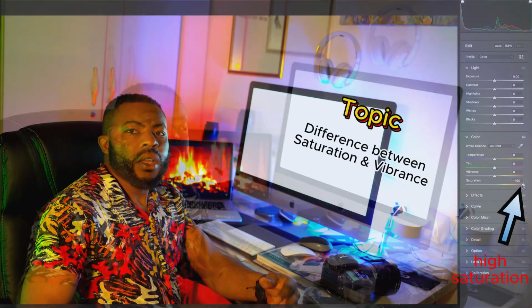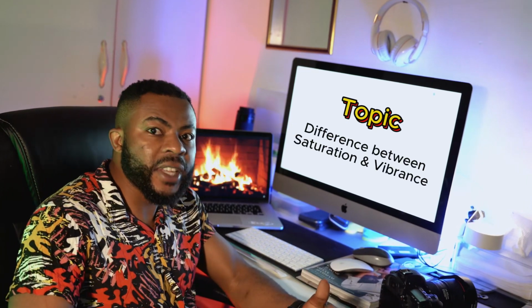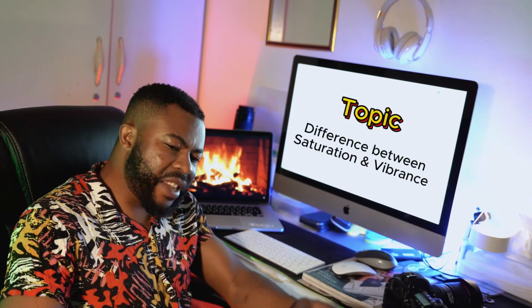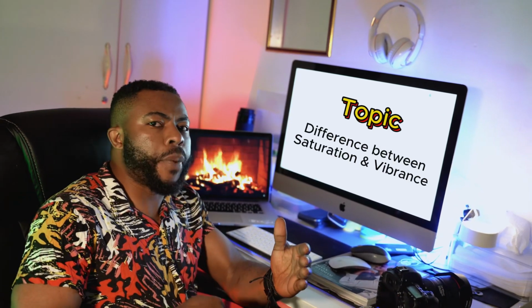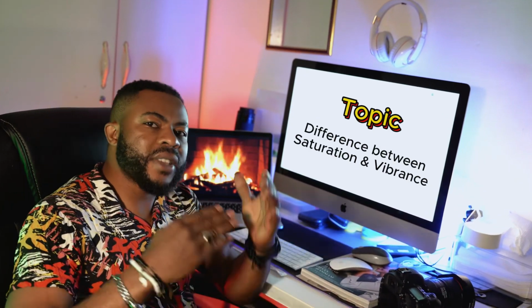When you push your saturation too much, it makes your image become unnatural. There are certain colors that always look muted in an image. When they say colors are muted in an image, it means that those colors are not intense. If you want to balance up now, that is where vibrance comes in.